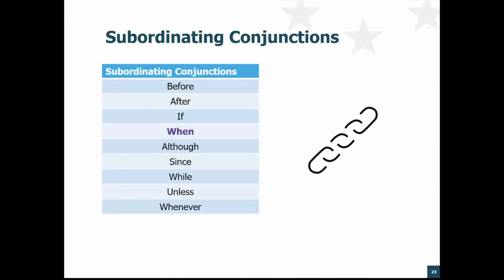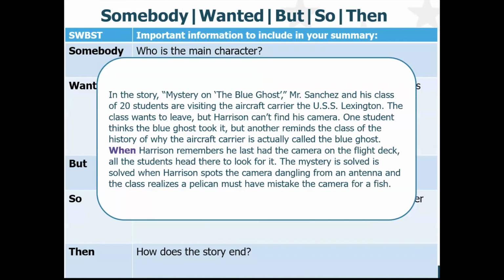One way to connect our different ideas in a summary is to use subordinating conjunctions. In my model, I'm going to use the subordinating conjunction when. Now let's look at my summary. In the story, Mystery on the Blue Ghost, Mr. Sanchez and his class of 20 students are visiting the aircraft carrier, the USS Lexington.